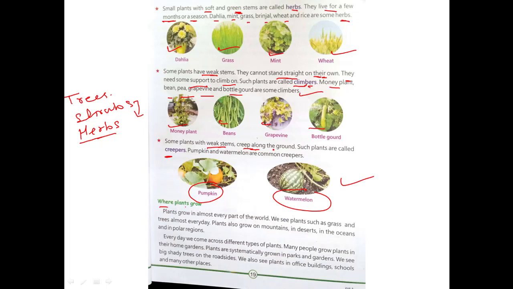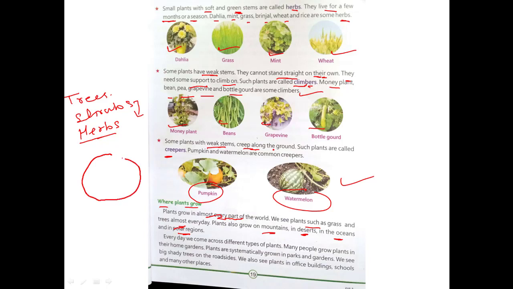Next is, where do plants grow? Plants grow in almost every part of the world. We can find plants everywhere, even in the water too. Plants such as grass and trees are seen almost every day in our life, and they grow. Many plants grow on mountains, some plants grow in deserts, some in the oceans, and some in polar regions. What are polar regions? They are very cold regions.